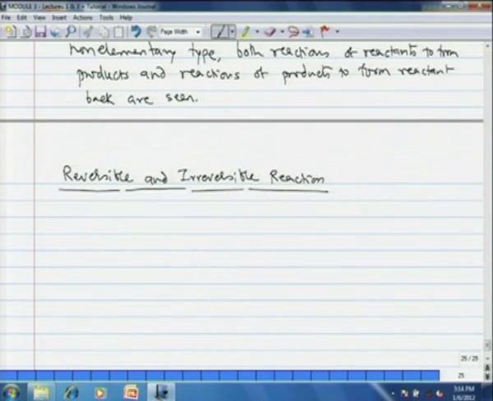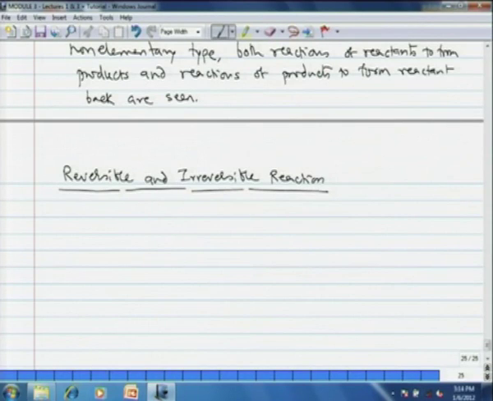Okay. Now, let us try to treat the same topic in a general way. Those reactions in which the reaction of reactants to form products is the only reaction are designated as irreversible reactions, and the reactions that involve both formation of product from reactant and simultaneous formation of reactants from products are designated as reversible reactions. That point we note here.